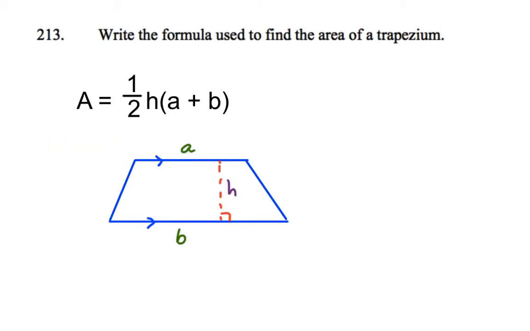Trapezium, half the height, a plus b. Now I've included the diagram there. The a and the b are the two lengths of the parallel sides, and the height once again has to be perpendicular to the base. So we type all that in, or substitute those values into our formula there, and we get the area of a trapezium.